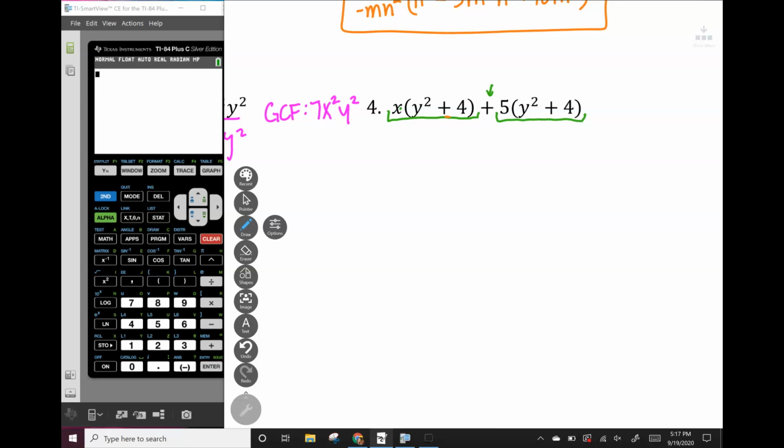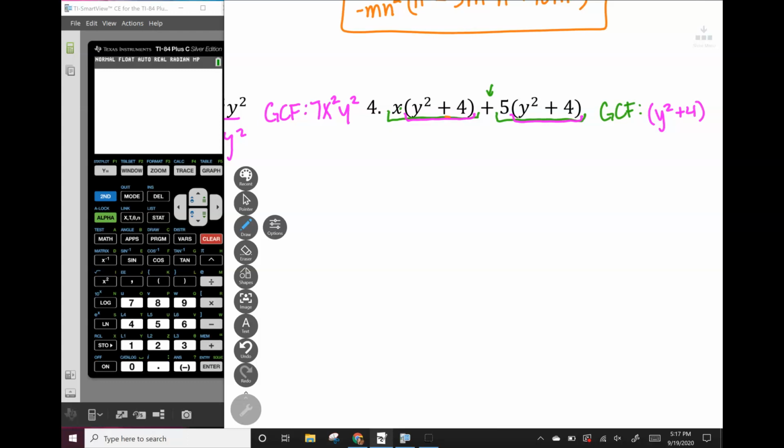And so out of those two terms, we need to get a GCF. All right, out of x and 5, there's no GCF, but notice that these whole binomials right here, they match. And so that is the GCF. It is y squared plus 4.